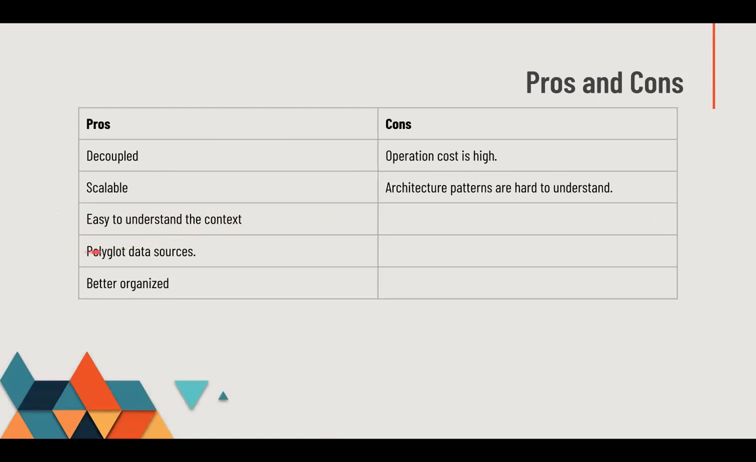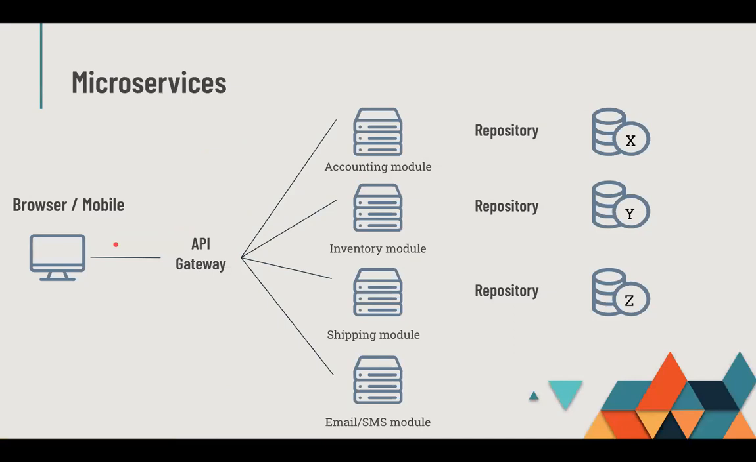And the next thing is the polyglot data sources. One thing that you can see in this example, as I mentioned earlier, is that we have the accounting module accessing the database via a repository. And you can see the database in here is X, in here Y, and in here it is Z. It is not representing 3 different databases. Of course, there can be 3 different databases, that is for sure, but the type of the database is different. So this is going to be type X, this is going to be type Y, and this is going to be type Z.